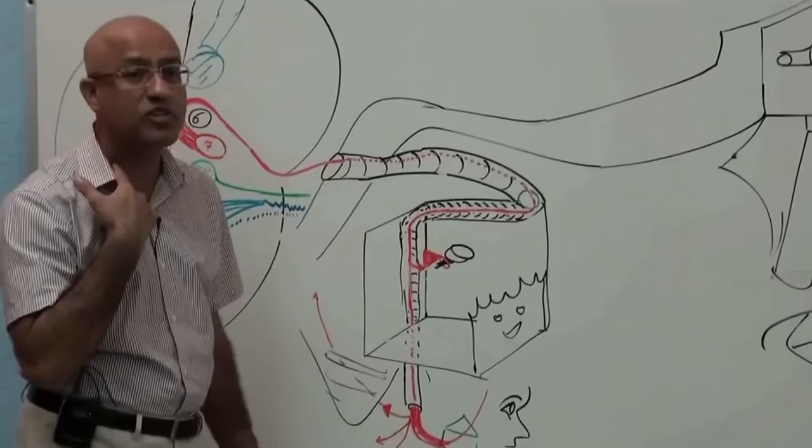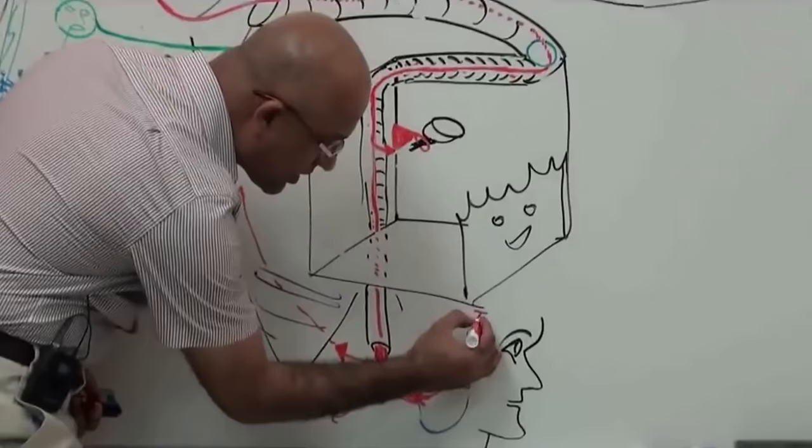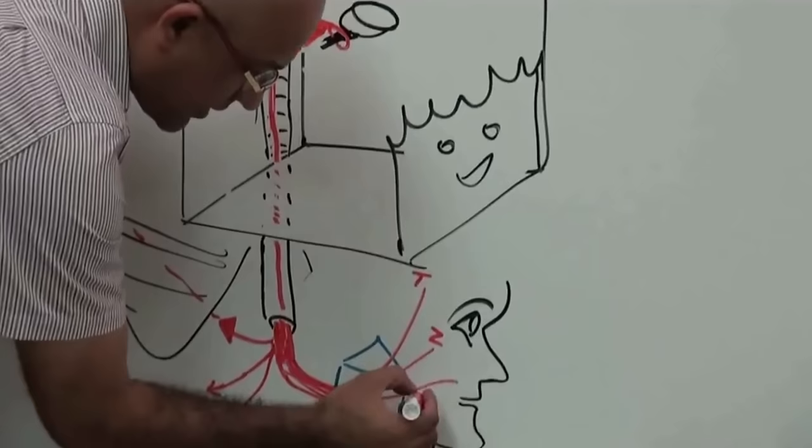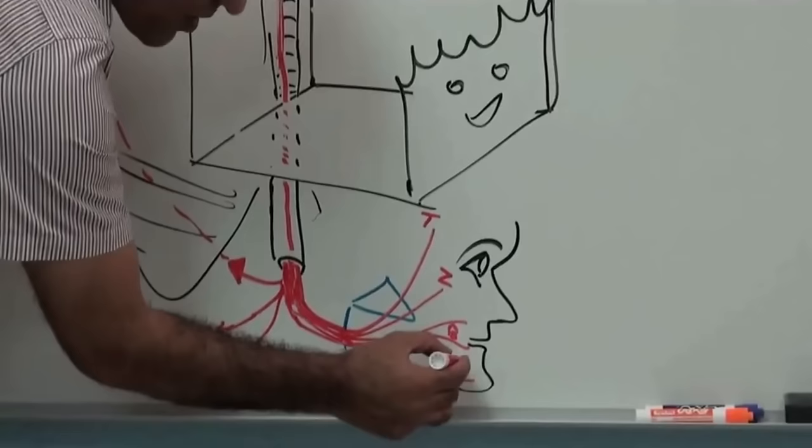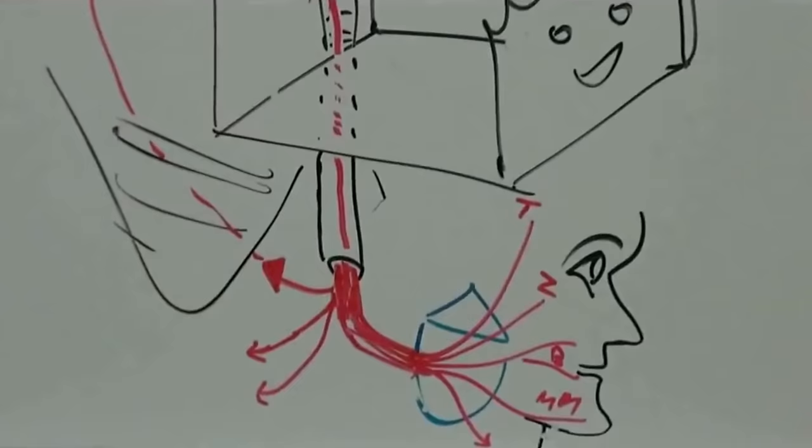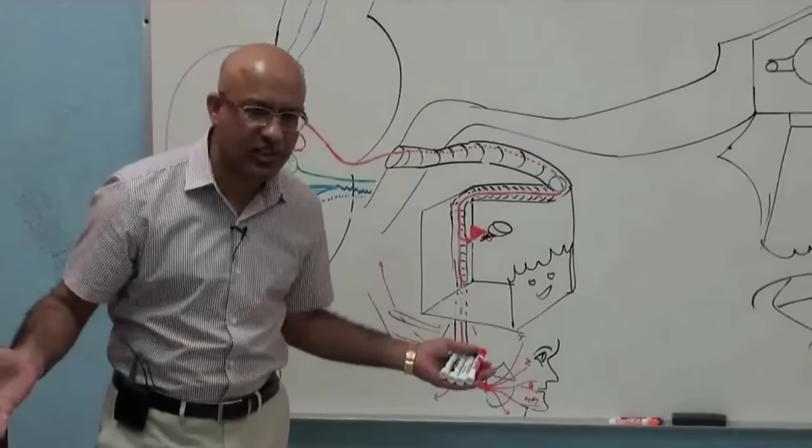What is this branch going upward? Temporal. And what is this? Zygomatic. What is this? Buccal. Not buccal, buccal. And what is this? Marginal mandibular. And what is this? Cervical. These are the terminal branches of the facial nerve which are going to supply the muscles of facial expression.